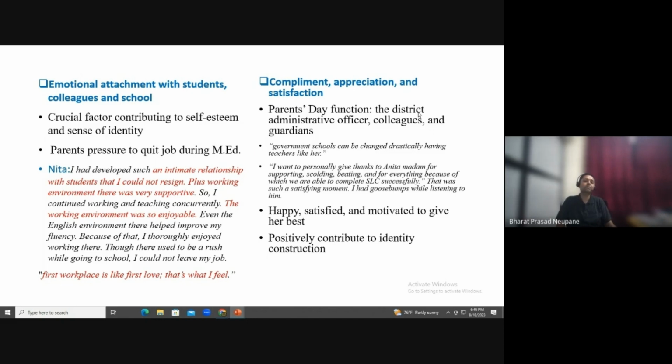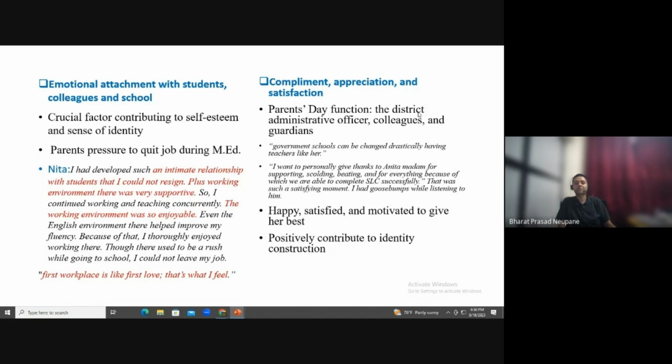But because of good emotional attachment with the students and colleagues, she could not resign because the working environment there was very supportive and pleasing. She had developed good attachment with the students. The working environment was so enjoyable. She confessed the first workplace was like first love. That's what I feel. She expressed the emotional attachment with student and school. Because of that, that gave a kind of sense of self-esteem, and that helped to construct her identity, right?